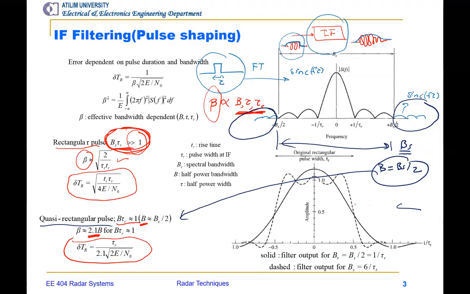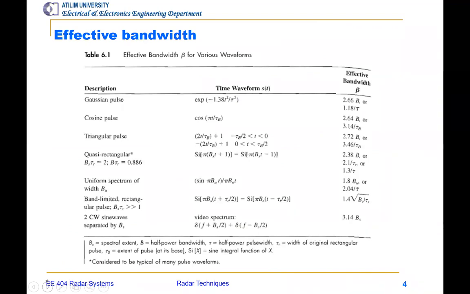As you see, there are two filter outputs here. For the solid curve, the video bandwidth, so the IF bandwidth is B_S over 2, which is 1 over tau_r. For the dashed one, the filter output is 6 over tau_r, which is 6 times greater than this one, which means that its side lobes will be suppressed well for this dashed curve, okay?